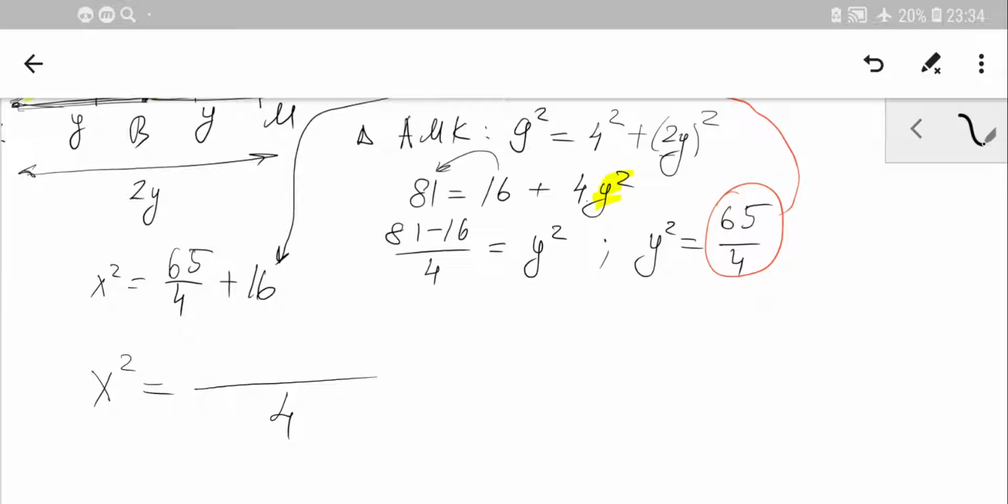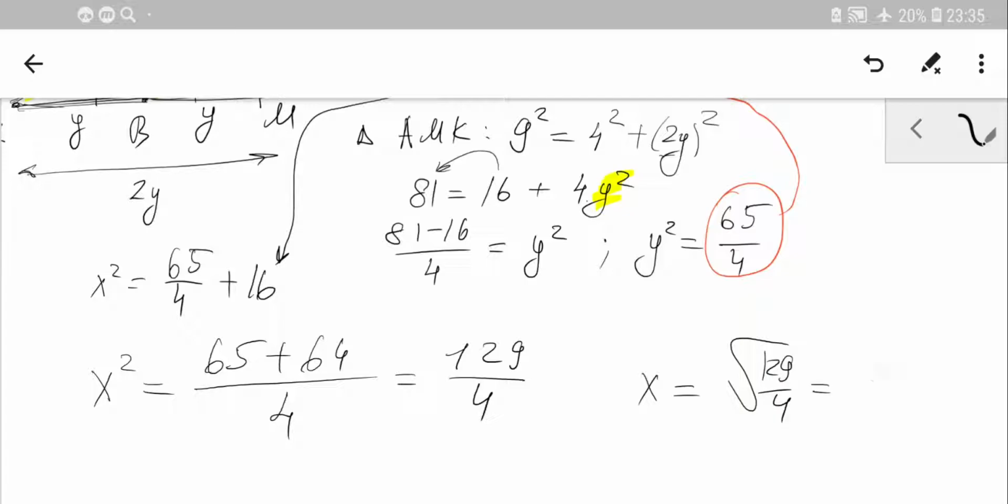So the common denominator is 4. 65 plus 4 times 16, which is 64, and finally, we'll get 129 over 4. Okay, in order to evaluate the square root, we just simply say it's the square root of 129 over 4, which is square root of 129 over 2. Okay, that's it. And we've actually done almost the whole thing.